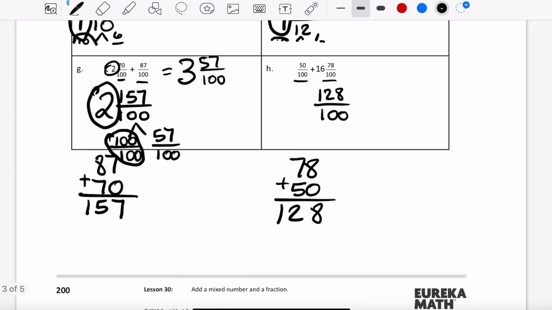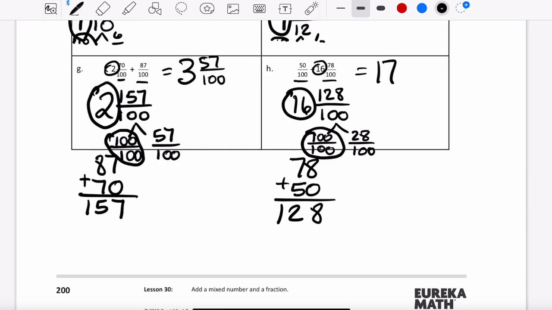We put our 16 in front. Now we have to break apart our fraction. So we have 100 hundredths to make a whole, and we would have 28 left over, so we'd have 28 hundredths. We add our 16 with the 1 whole, which gives us 17 and 28 hundredths.